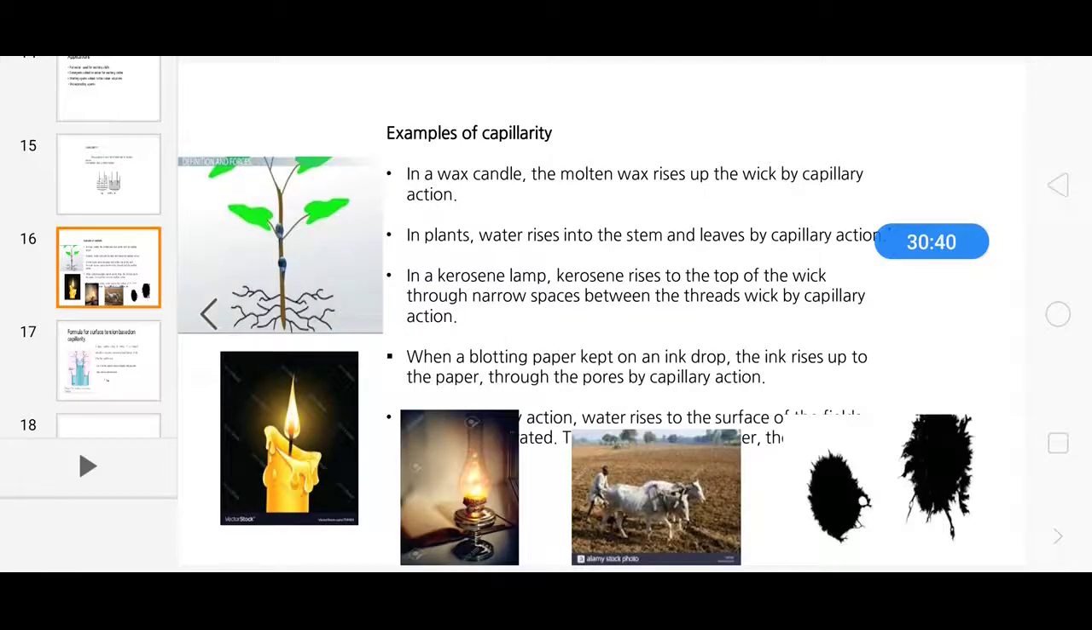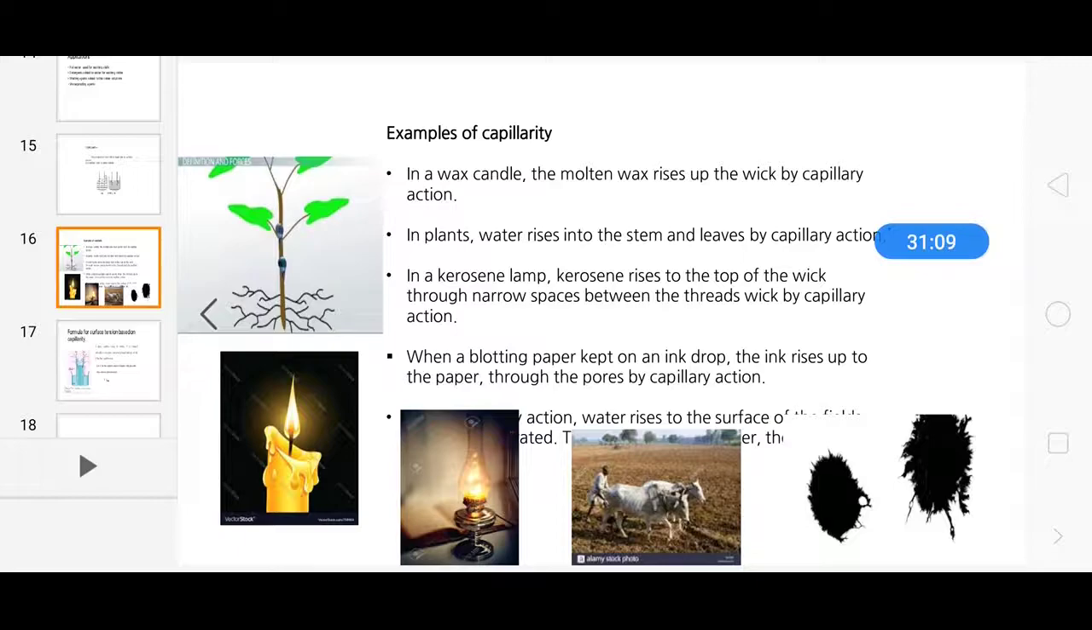So here are the examples of capillarity. In a wax candle, molten wax rises up the wick by capillary action. The molten wax rises up the wick by capillary action. You can see the slide here. So the molten wax rises up by the capillary action only.